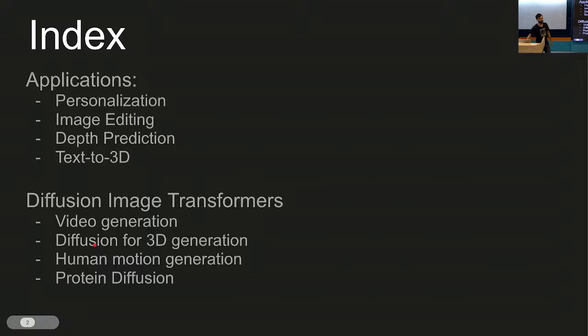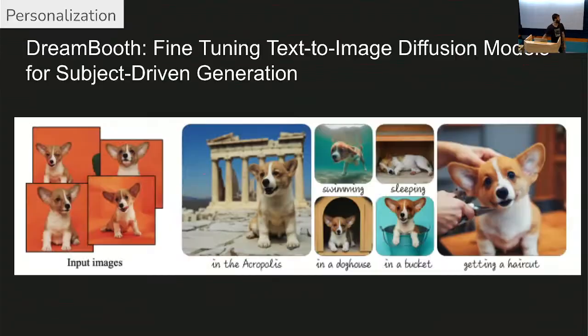So yeah, this is the index. We'll talk about personalization and some applications in image editing. Can we use the diffusion model to perform depth prediction? How can we use these models for 3D generation, and some applications along the lines of diffusion transformers? Can you use them for protein folding, human motion generation, and so on and so forth?